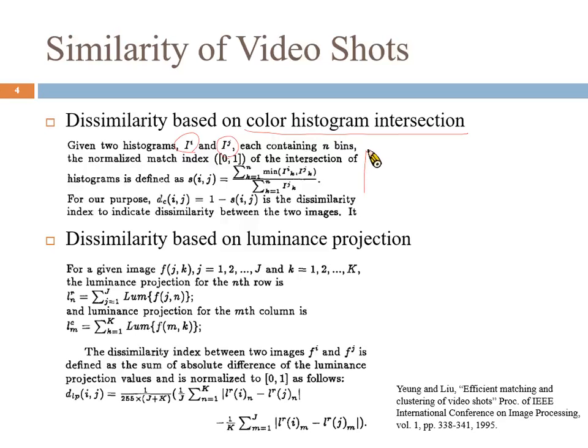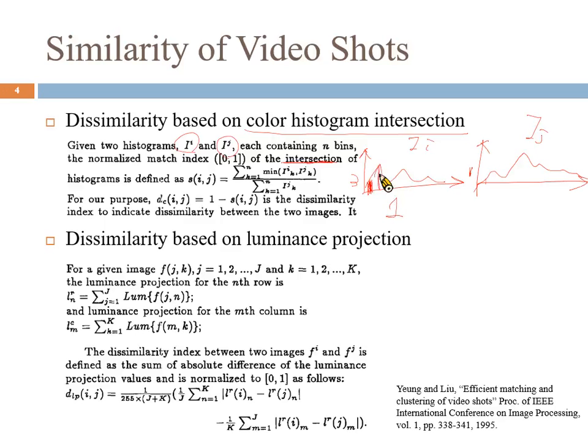So for example, the histogram for I, maybe like this, and the histogram for J, maybe this. Okay, so the so-called histogram intersection is we compare bin by bin and find the intersection. For example, the first bin here maybe is 3, and the first bin here maybe 1. So the intersection of the first bins is only 1.